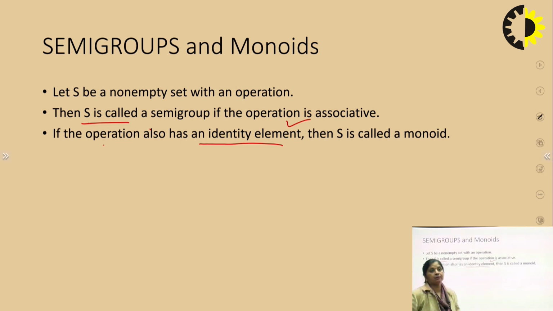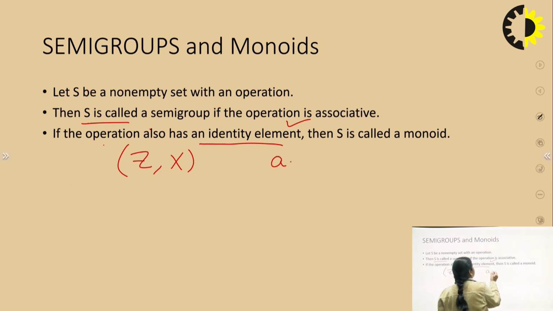If we talk about the set which we took on the last slide, that is the set of integers and the multiplication operation, multiplication is associative in nature according to integer arithmetic, and 1 is an integer such that if I multiply any element with 1, I'll get that element in the answer. So Z with multiplication forms a monoid. It is associative as well as having the identity element.